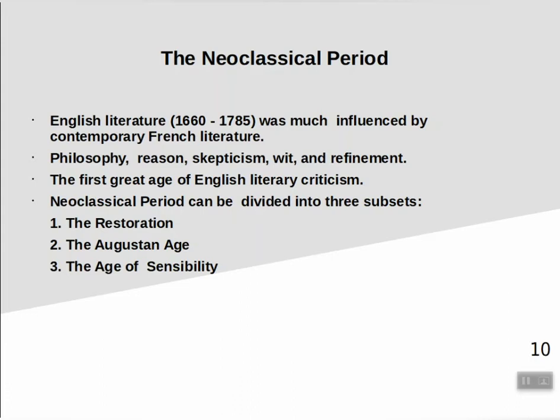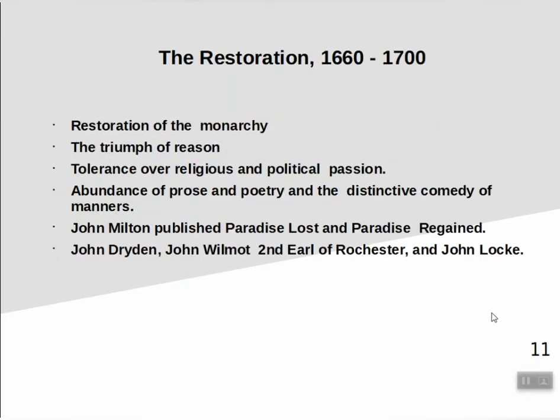Much like the English literary Renaissance, the neoclassical period can be divided into three subsets: the Restoration, the Augustan Age, and the Age of Sensibility. The Restoration, 1660 to 1700, is marked by the restoration of the monarchy and the triumph of reason and tolerance over religious and political passion.